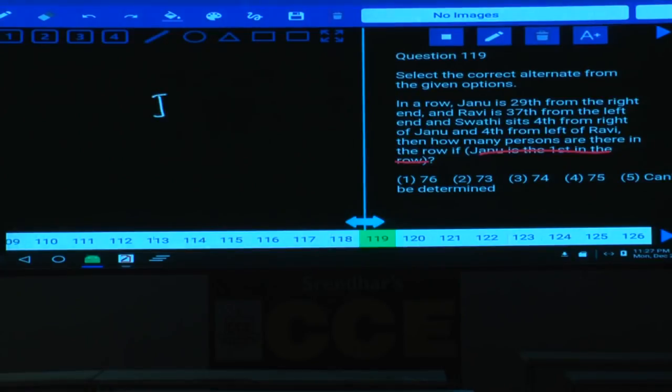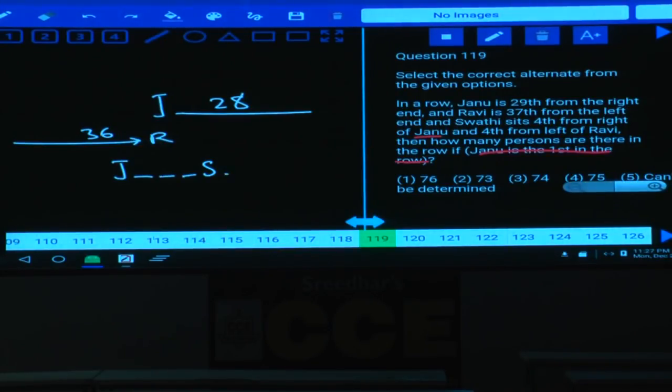Now this is Janu. There are 28 persons behind this Janu. And Ravi is 37th from the left hand. Now let us take this Ravi. Ravi is 37th from the left hand means 36 persons to the left of Ravi. Swati sits 4th to the right of Janu. Janu is here, 1, 2, 3, 4, Swati. Swati sits 4th from the right of Janu and 4th from the left of Ravi. 1, 2, 3, 4th from the left of Ravi.